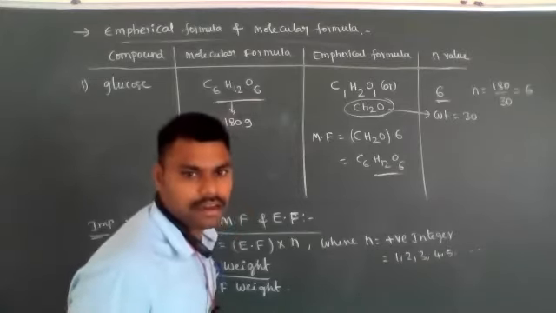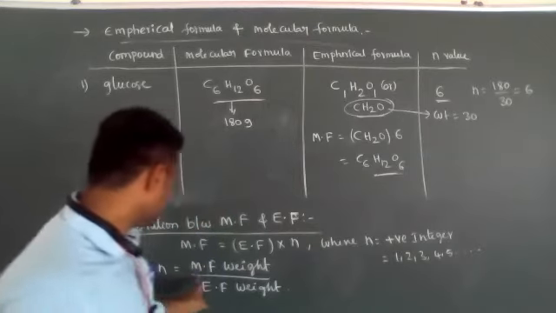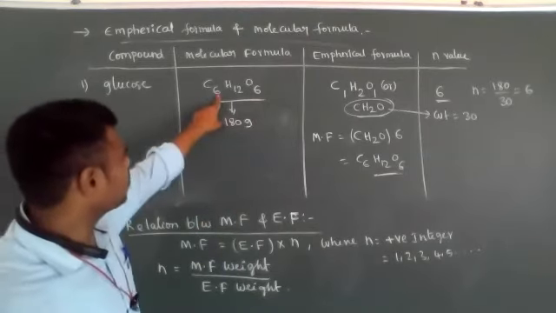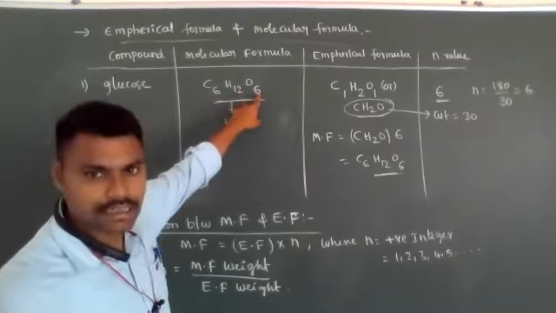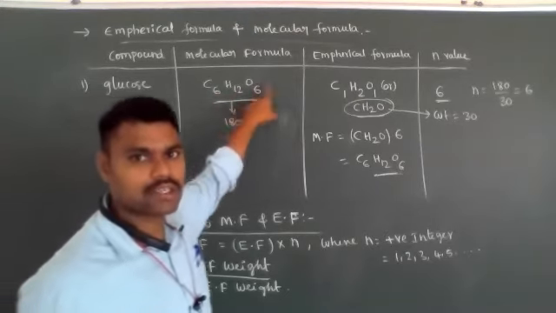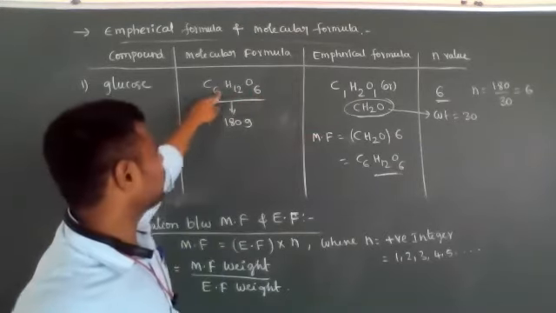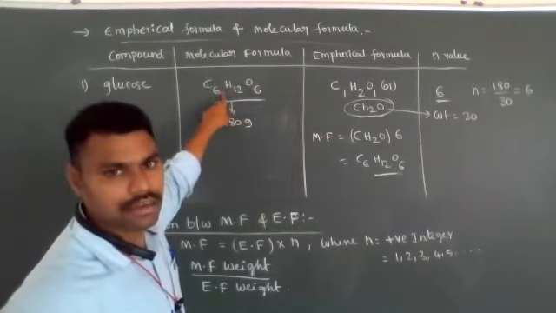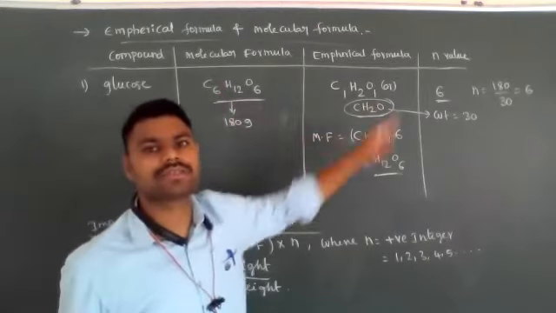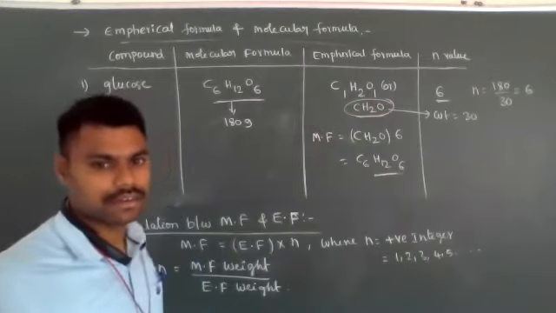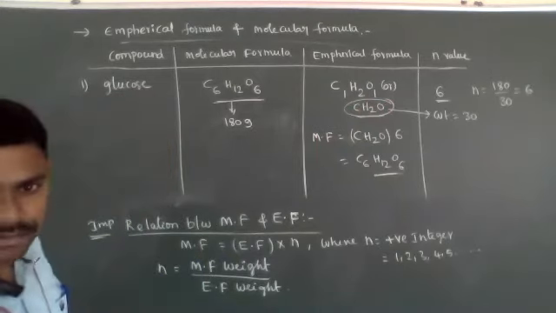How is n equal to 6? What is the simplest ratio? 6 is to 12 is to 6, which means 1 is to 2 is to 1. We divided all atoms by 6. That's why n is equal to 6. We got it. Nischal, understood?